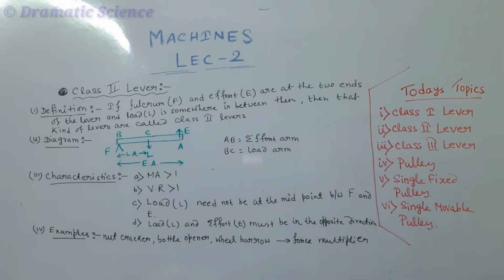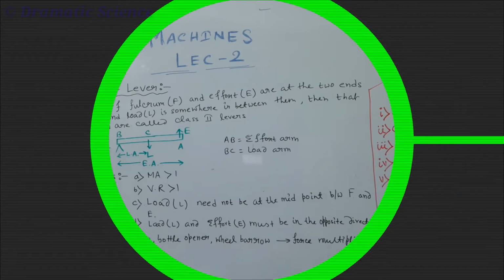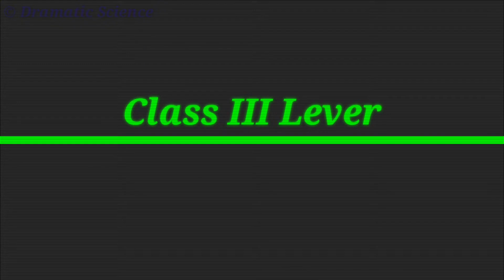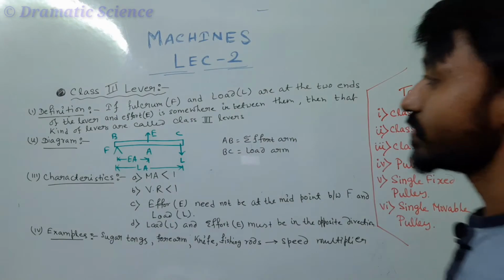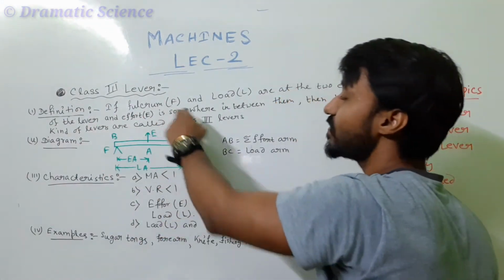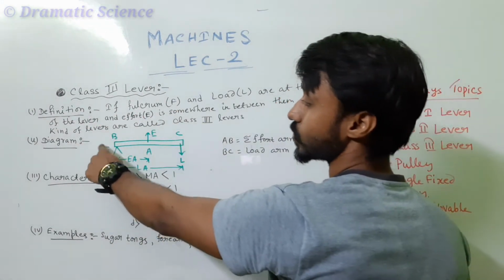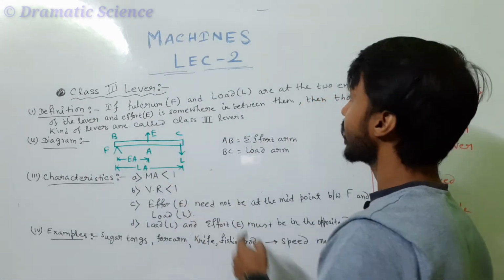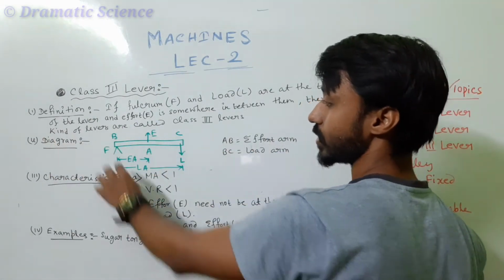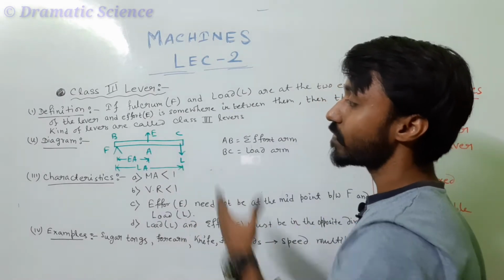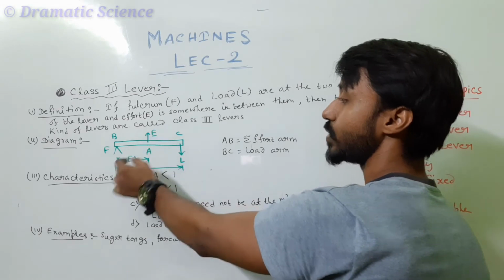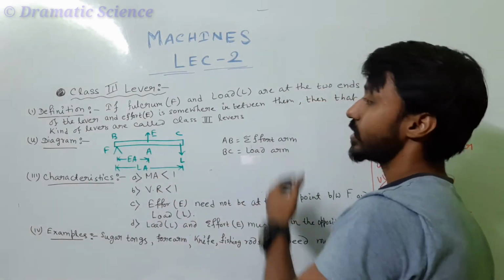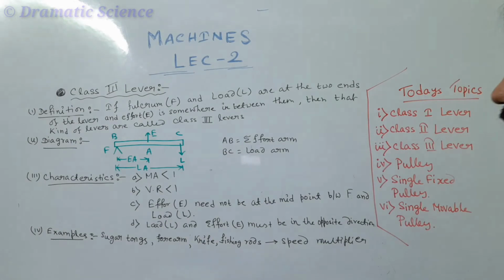Now we will move towards class 3 lever. So for now we have the concept of class 3 lever. So what is the definition? If fulcrum, that is F, this one, and load, that is L, are at the two ends of the lever, and effort is somewhere in between them, effort is between F and L, then that kind of levers are called class 3 lever.